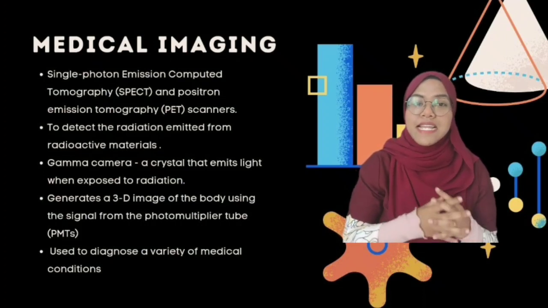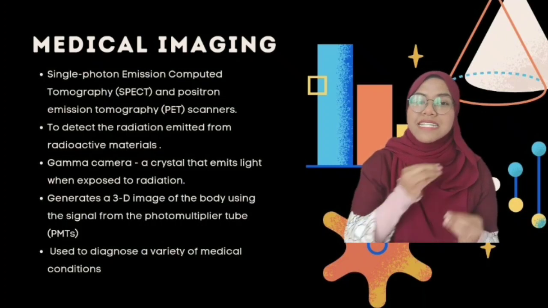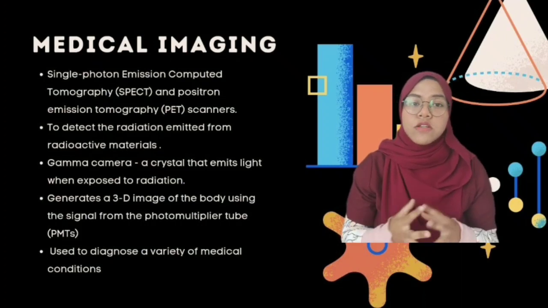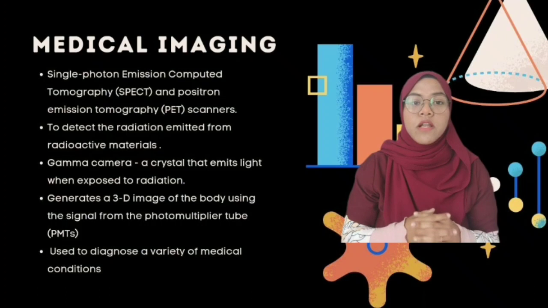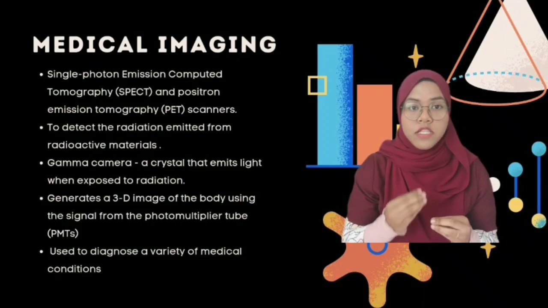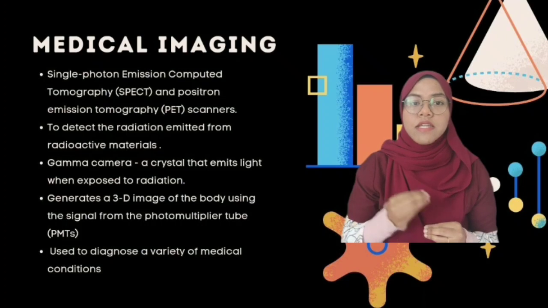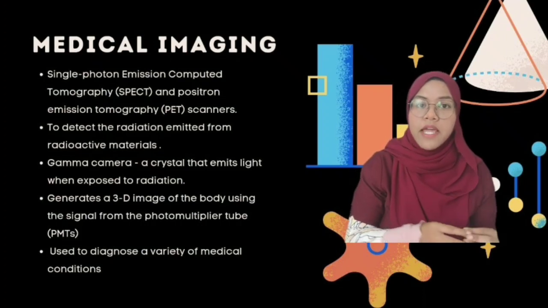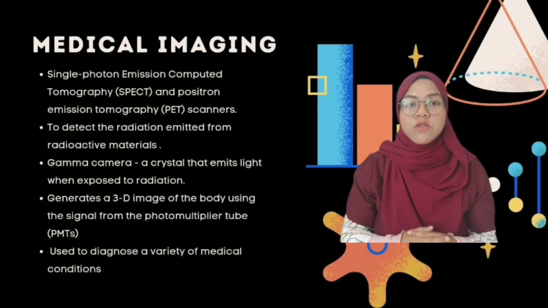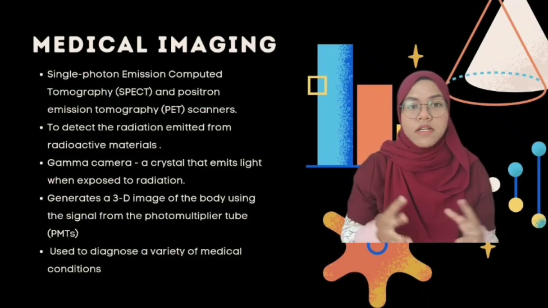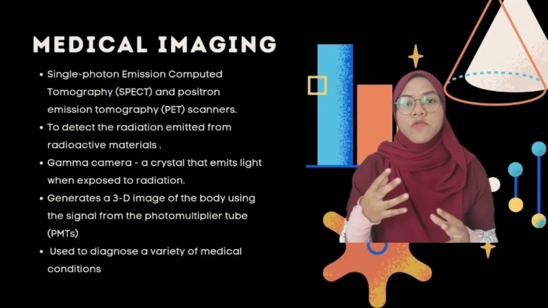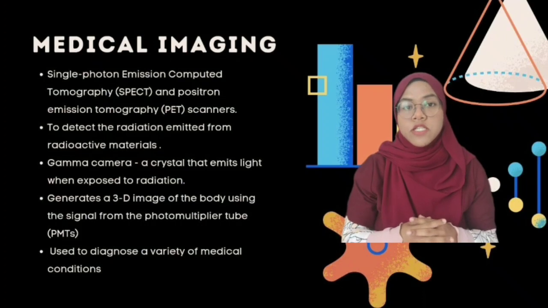The camera has a scintillation detector, which is a crystal that emits light when exposed to radiation. An electrical signal is then generated from the light using a photomultiplier tube (PMT). The computer then generates a 3D image of the body using the signal that the PMTs have amplified and transmitted. SPECT is used to diagnose a variety of medical conditions, including heart disease and cancer, and helps to improve the quality of life for patients.